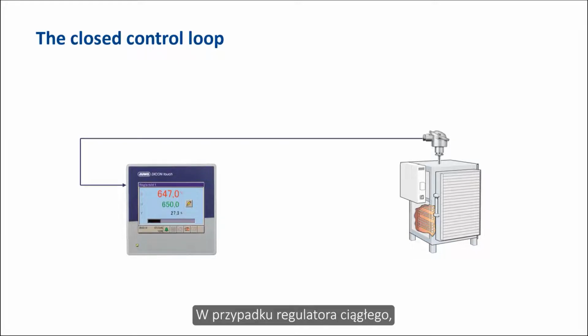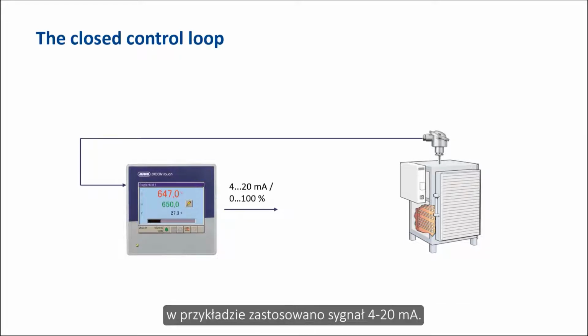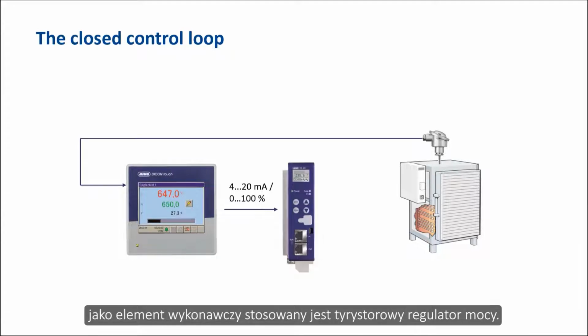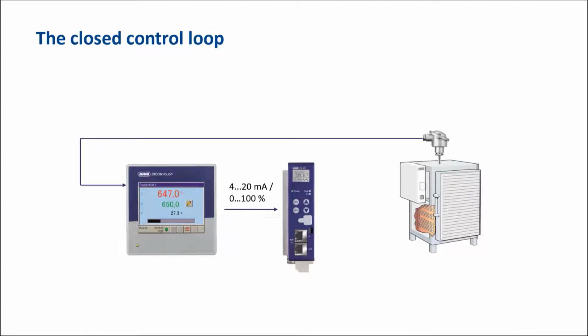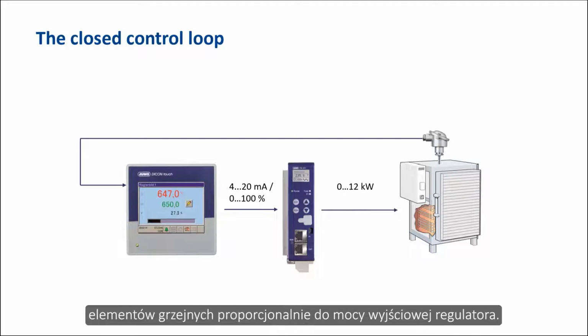In the case of a continuous controller, the controller outputs the output level as a standard signal. In the example, the 4 to 20 mA signal is used. As often practiced for electrical heating, a thyristor power controller is used as the actuator. The current signal is fed to the power controller, which then varies the electrical power for the heating elements in proportion to the controller output.